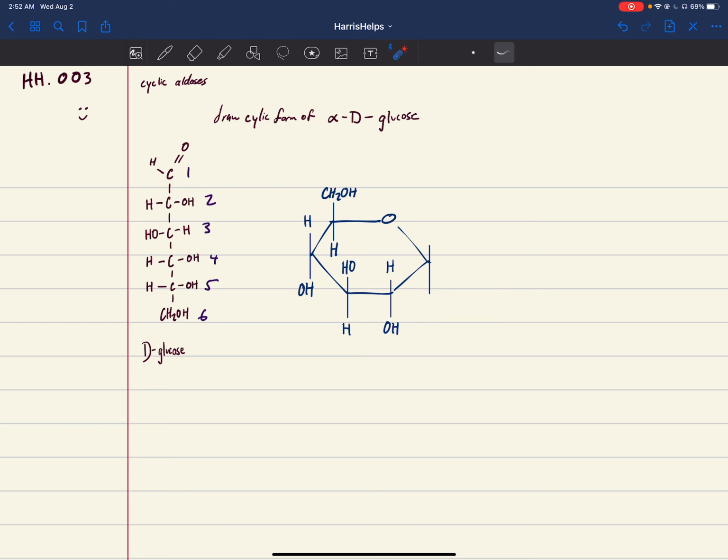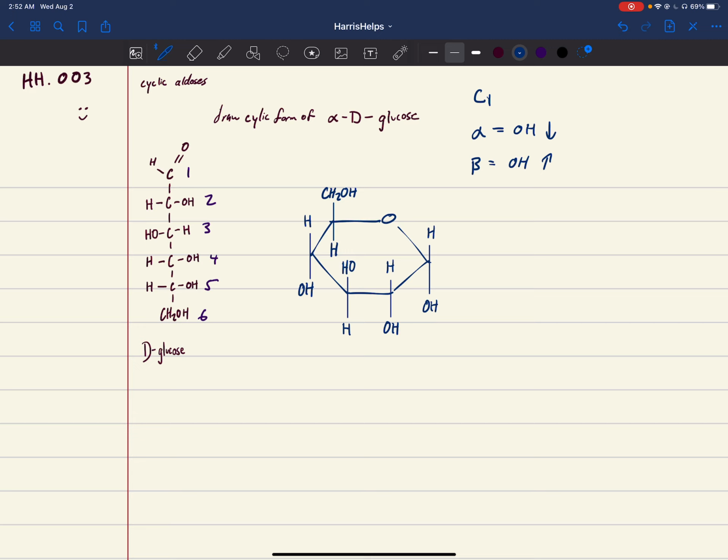As you can see in this question, it specifically asks for alpha D-glucose. So for carbon 1, it just depends. Alpha means OH is going to be sticking down, and beta, the OH is going to be sticking up. So since it's asking for alpha, we're going to be putting the OH right here, and there you have it.